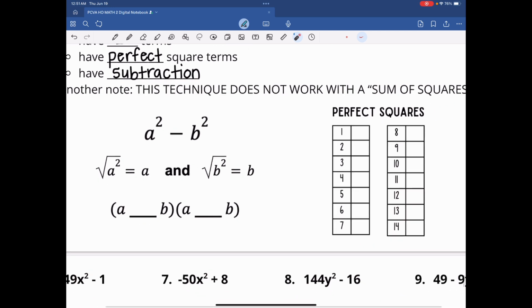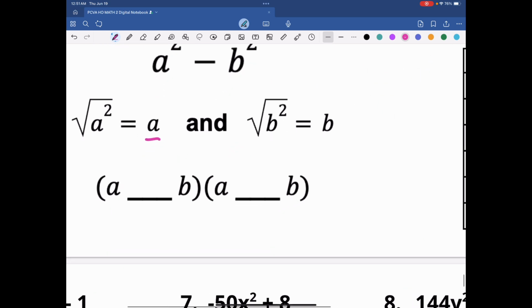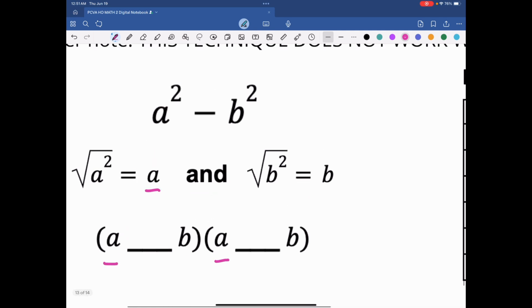So when I'm looking at a problem, if I have two terms, so this is my first term, this is my second term, and I have both of them as perfect squares, then I can break those squares down, okay? I'm going to take the square root. So if I take the square root of a squared, I have a. So the a is going to be put in the first part of the term, because a was in the first part of the expression when we had it initially.